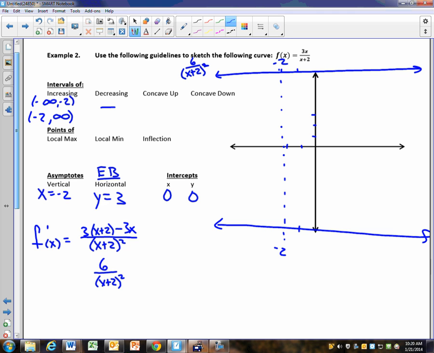So, look at the derivative. Is the top ever equal to 0? Is 6 ever equal to 0? No. So therefore, the derivative is never equal to 0. So therefore, I do not have any max or mins.